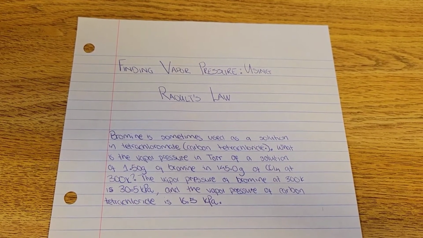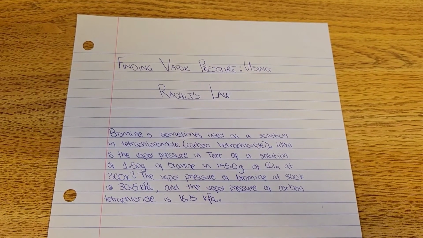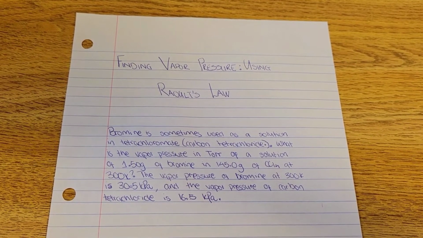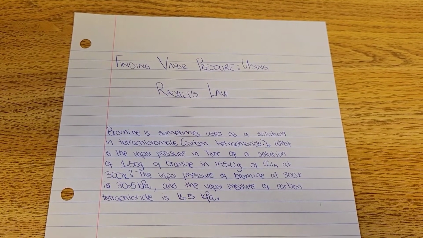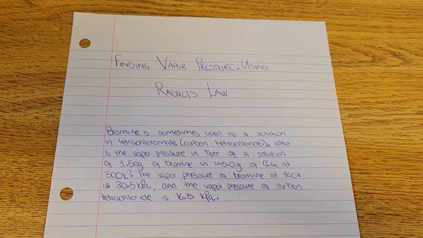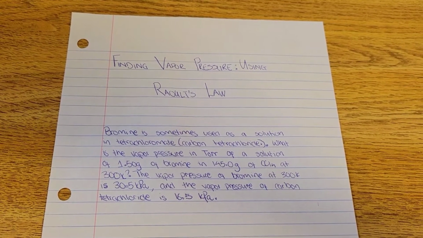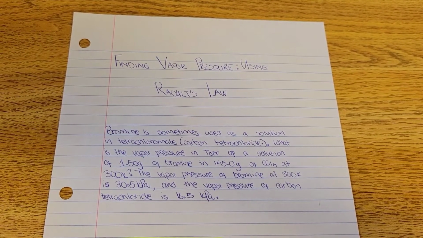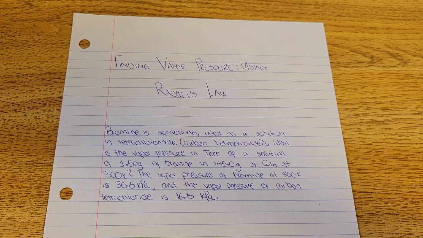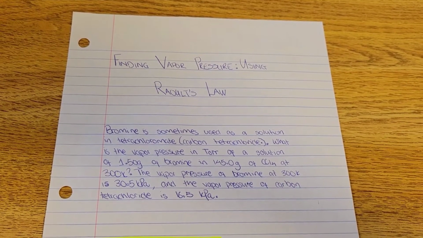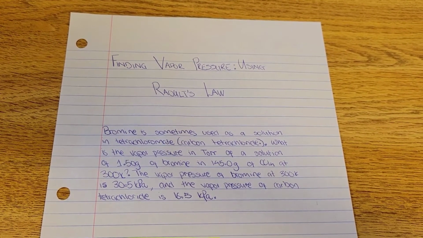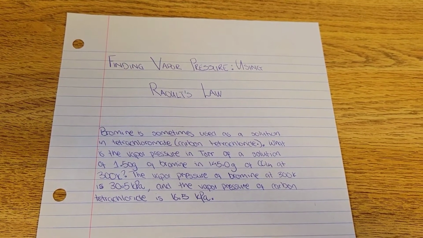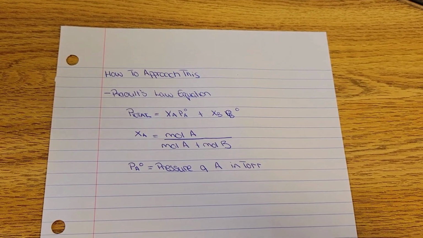Bromine is sometimes used as a solution in tetrachloromethane, also known as carbon tetrachloride. What is the vapor pressure in torr of a solution of 1.5 grams of bromine in 145 grams of CCl4 at 300 K? The vapor pressure of bromine at 300 K is 30.5 kilopascals, and the vapor pressure of carbon tetrachloride is 16.5 kilopascals. So how can we approach this?